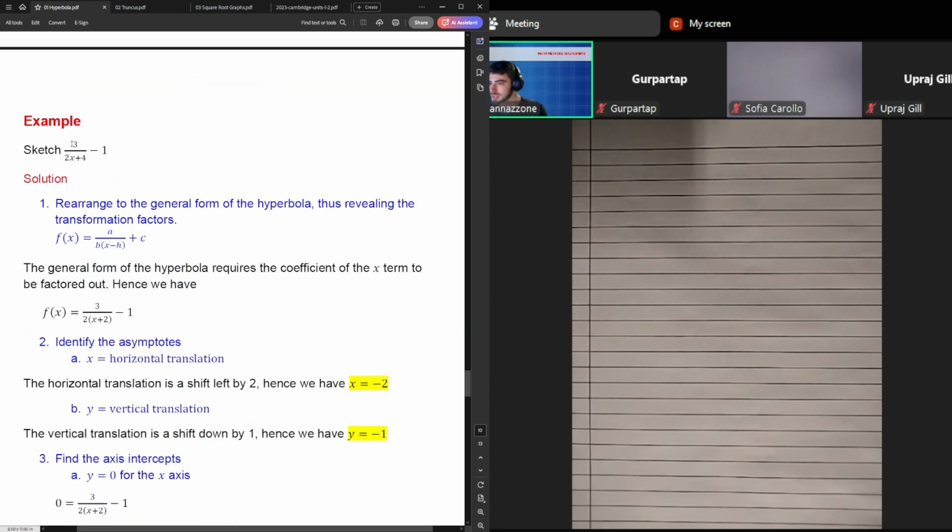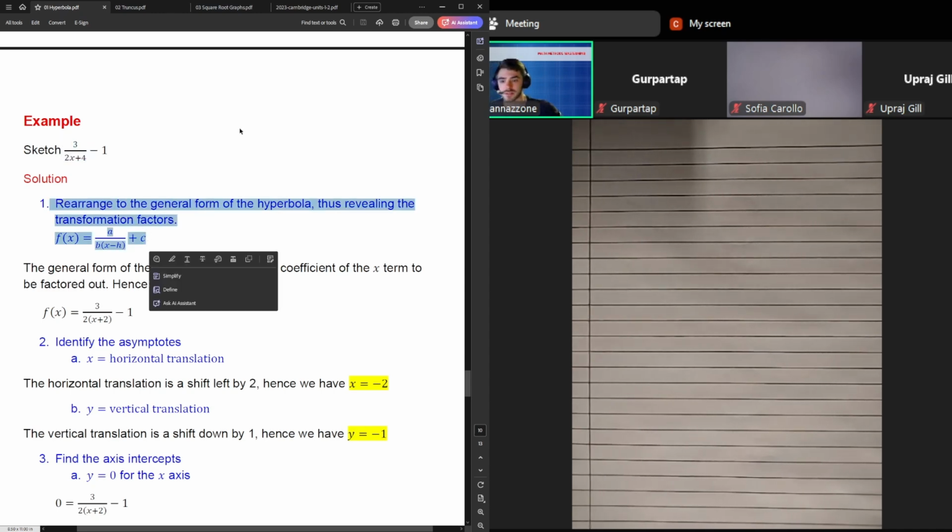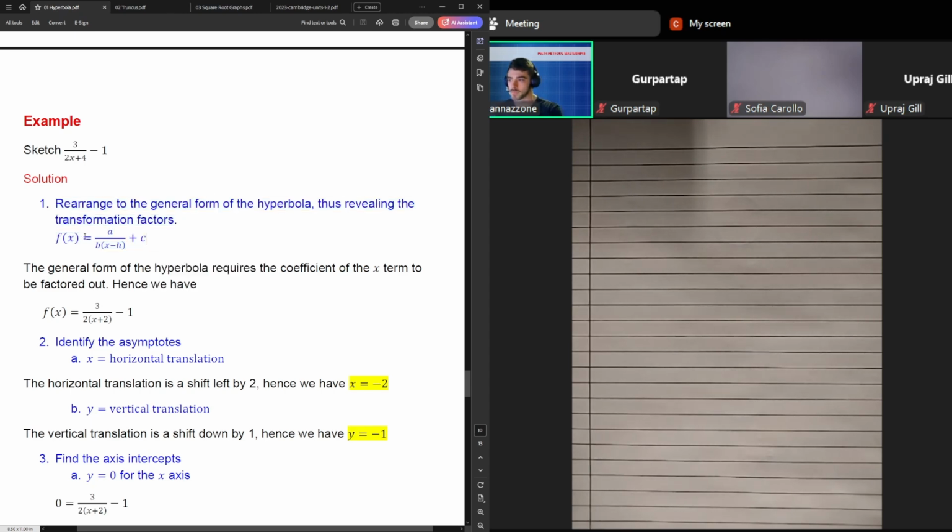So, we have an example here. We have a fully transformed type of hyperbola. You can identify that it's a hyperbola simply because you're dividing by x. My first recommendation in literally any type of graphing scenario, whether it be this function or any other, is to start by rearranging your hyperbola, whatever the function is, into its general form. The idea is that you want to reveal all of the translation factors, anything transformations related.